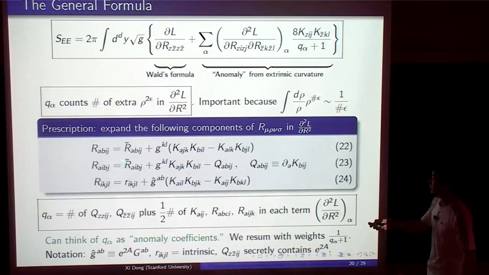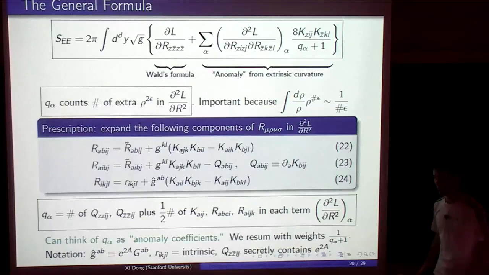In particular, if you look at this term, it is the intrinsic curvature plus products of two extrinsic curvatures. And it turns out this term does not come with any powers of rho. This term comes with powers of rho to the 2 epsilon. So you actually have Q equals 1 for this term and Q equals 0 for that term. This is one example of how we count different weights of the different terms.